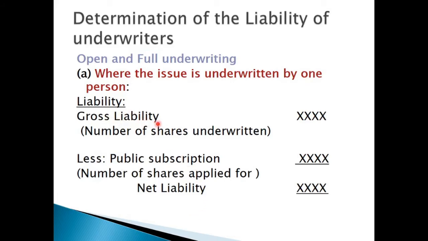First, you need to start with the gross liability of the underwriter. Then, if the public has applied, to that extent his liability will reduce. So you have to deduct it, the subtraction, and what remains is the liability of the underwriter. Understand that he will have to purchase those shares. So you are just calculating the number of shares to be purchased by the underwriter.